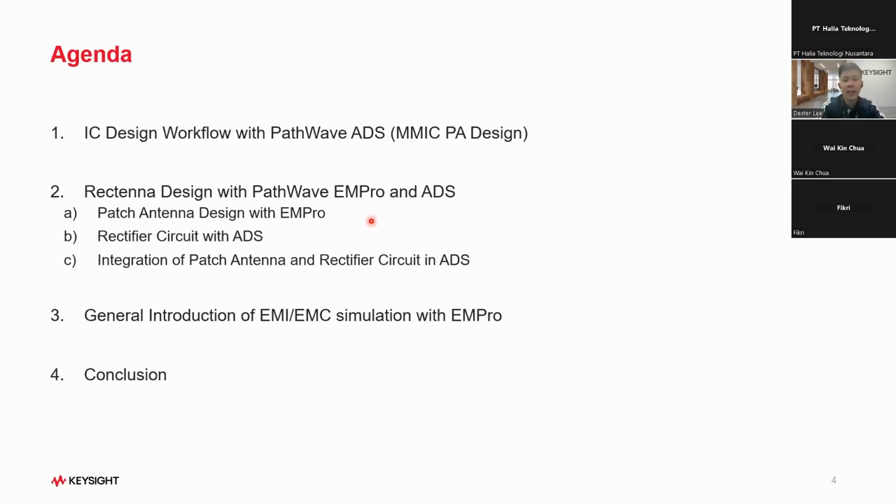Next, we'll look at a rectenna design. Rectenna means that we'll be looking at an antenna design. In this case, it will be a patch antenna design using EM Pro. After which, we will look at how we can do a rectifier circuit design using ADS. Basically, we can pump in an input power and see what the DC voltage is at the output, or at the load, after going through some of the diodes here. And then we can look at how we can integrate both the antenna design in EM Pro and the rectifier circuit in ADS together, and do a full EM simulation on that.